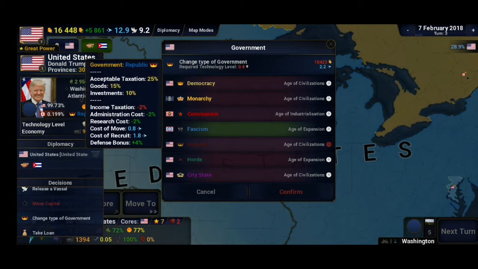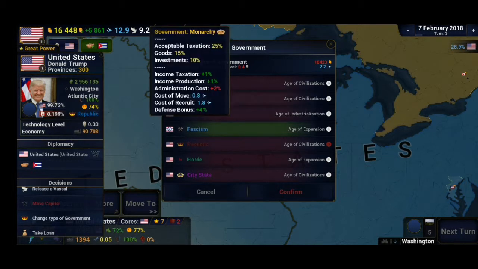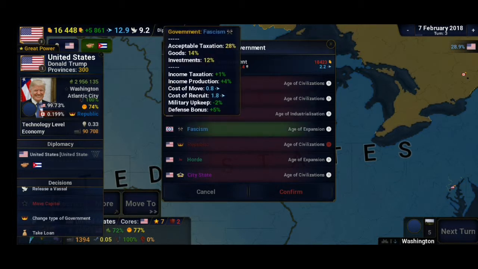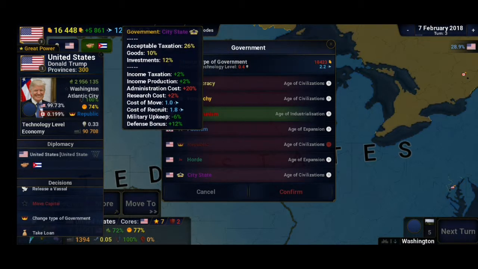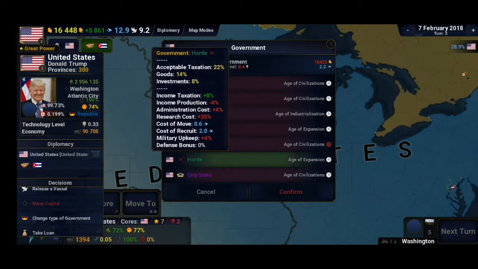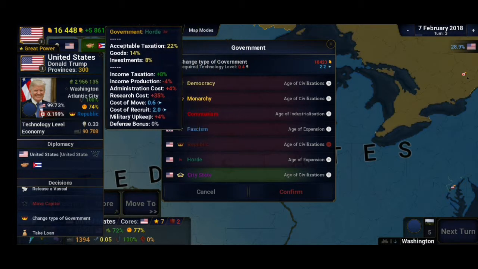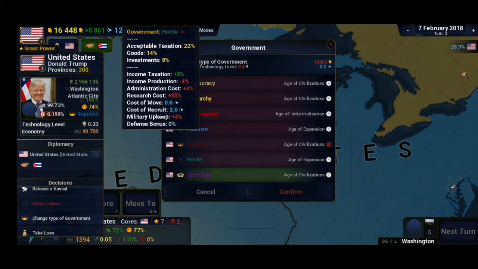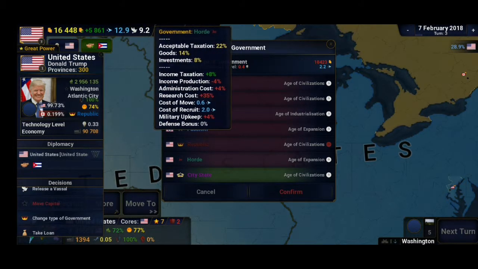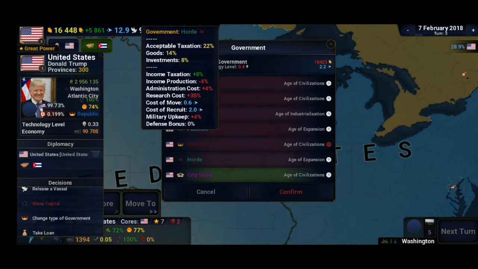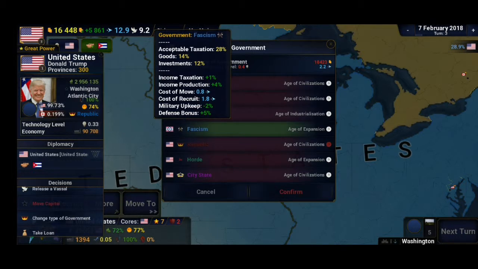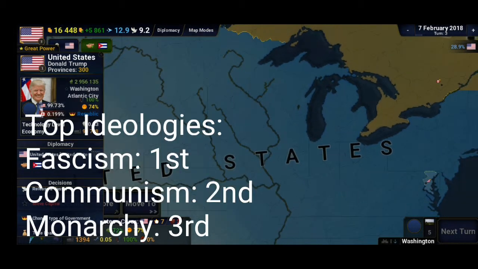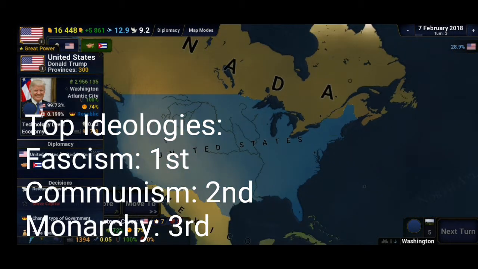Like, go for fascism if you're going to be aggressive. If you're trying to be peaceful and build up, go for monarchy. Secondary choice for that is communism. Do not go for the horde or city-state unless you're in a defensive situation like you're Luxembourg, Andorra, or, forgot the last one, Andorra or Monaco. Yeah, other than that, I suggest fascism, monarchy, or communism. Just avoid democracy in general.